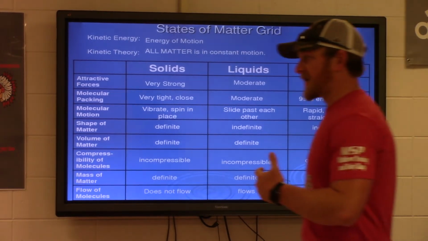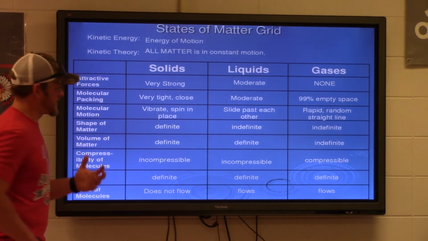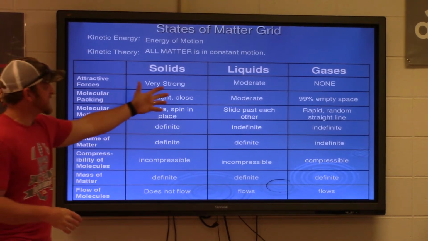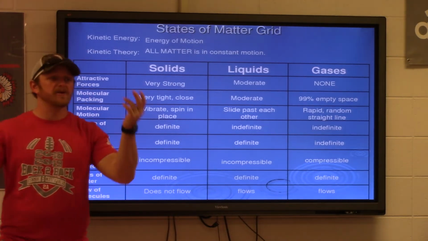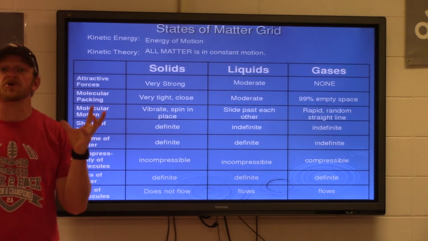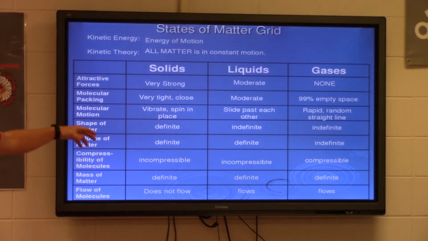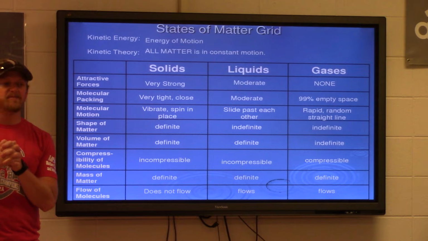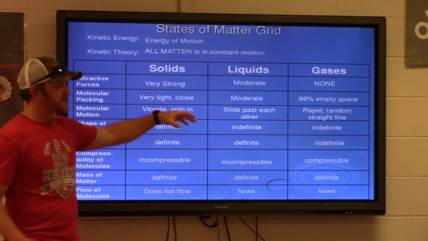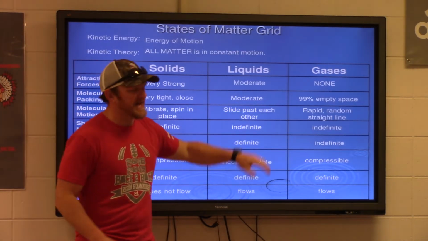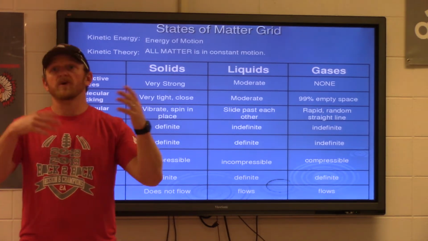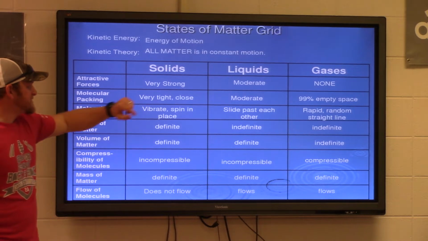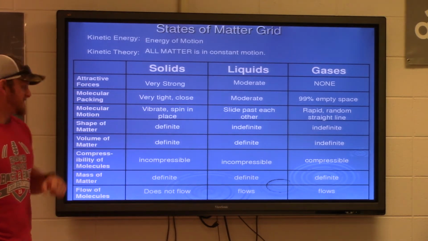Attractive forces, okay? The attractive forces of a solid are very strong. They're held tightly together, just like we see. That's why we can see solids. Liquids, they're moderate. Gases, none. That's why we can't see the gases in this room, because there's no attractive force holding those guys together. Molecular packing. Obviously, we said a while ago that solids are tightly packed. They vibrate off one another. Liquids, they slide past one another. Gases, 99% empty space. Again, we can't see them in this room. Molecular motion, they vibrate or spin in place. Liquids slide past. Gases are random.